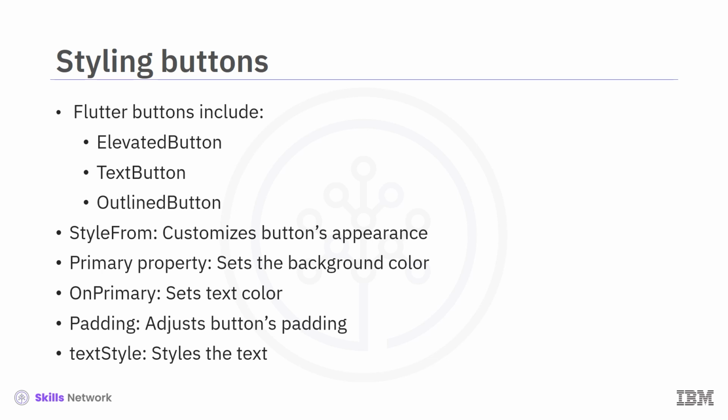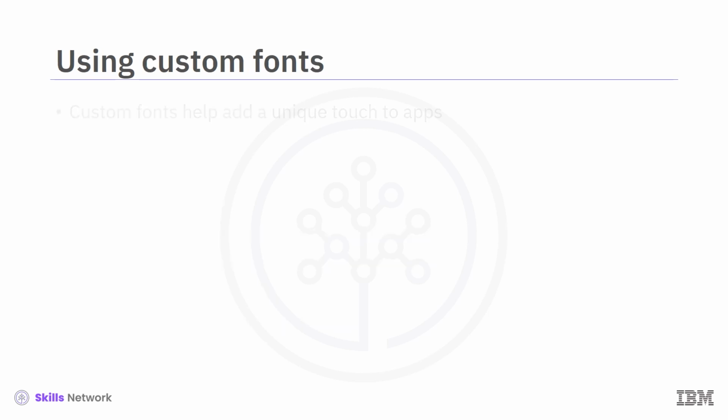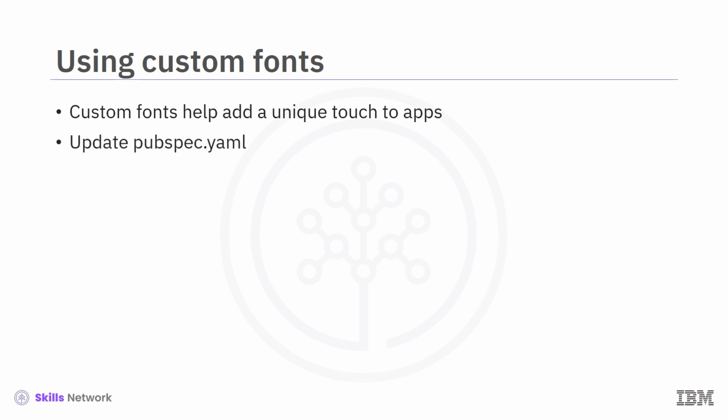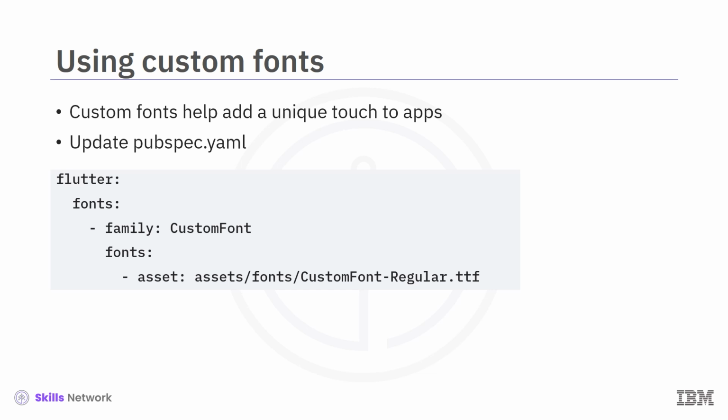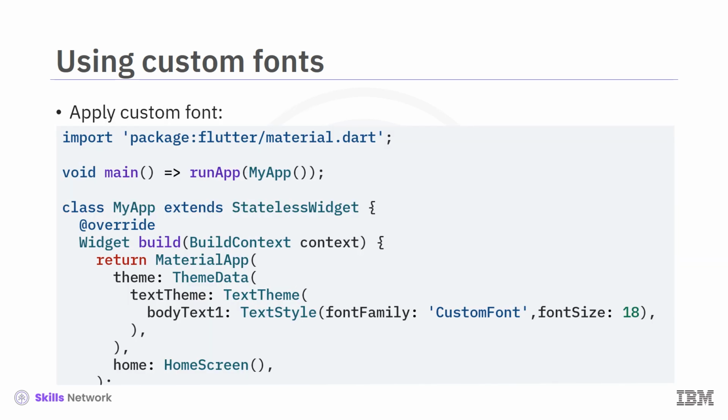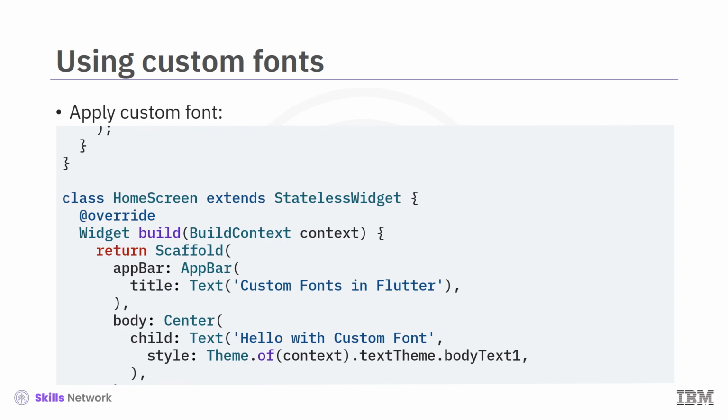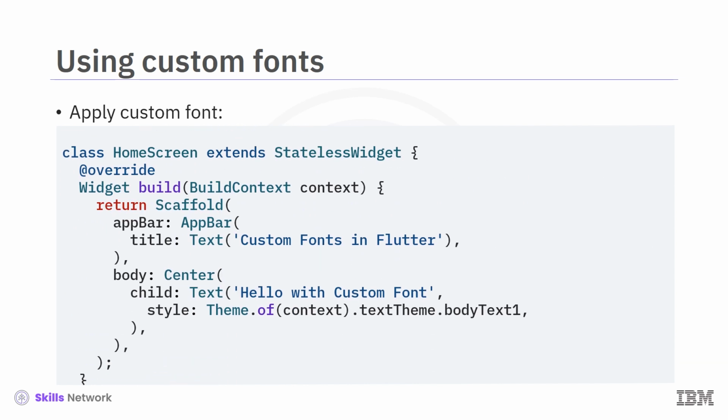Moving beyond individual widgets, let's explore how to incorporate custom fonts into your app. Custom fonts can add a unique touch to your app. To use a custom font, add it to your project and update the pubspec.yaml file. Then add the font file to the assets fonts directory. In this example, a custom font is added to the project and used in the app's theme. Now apply the custom font in your app.